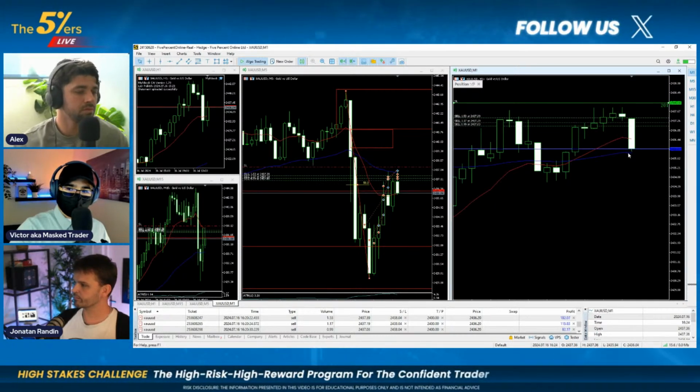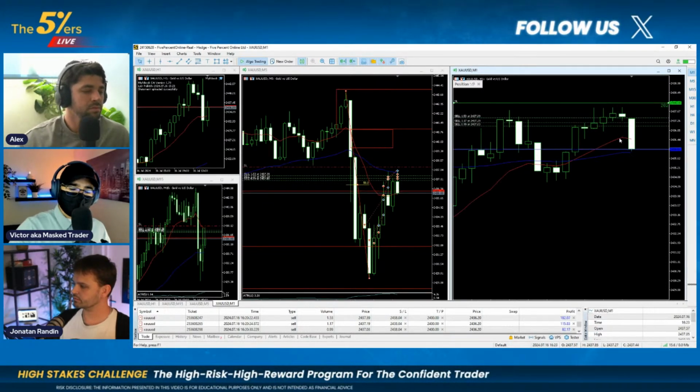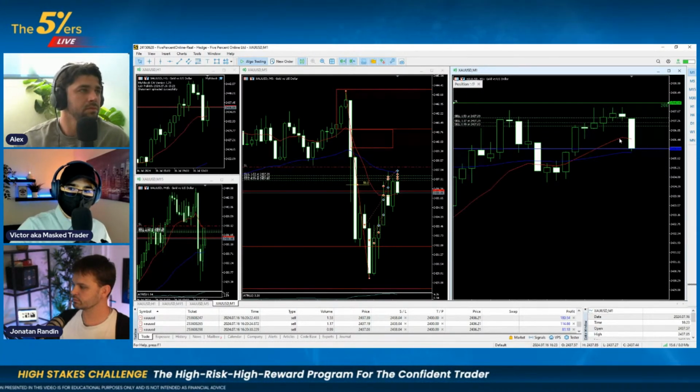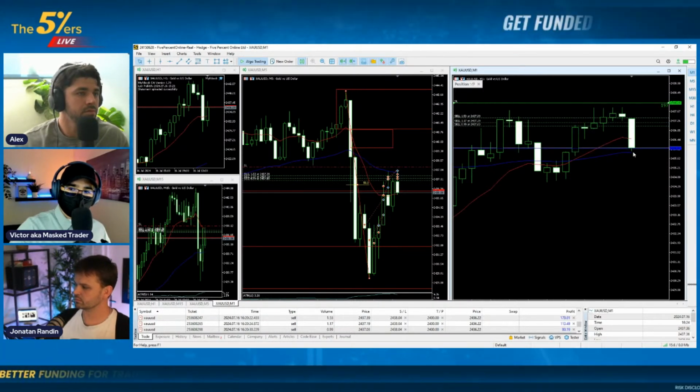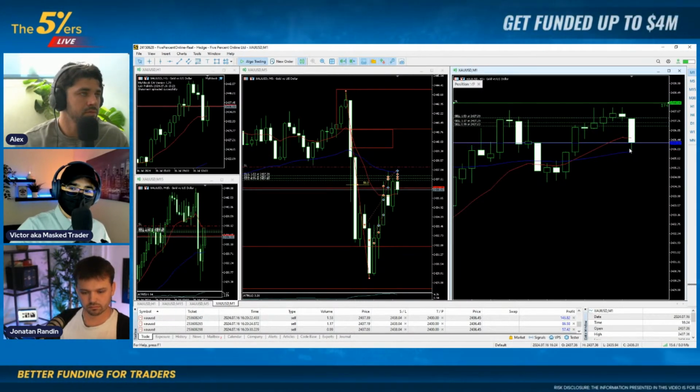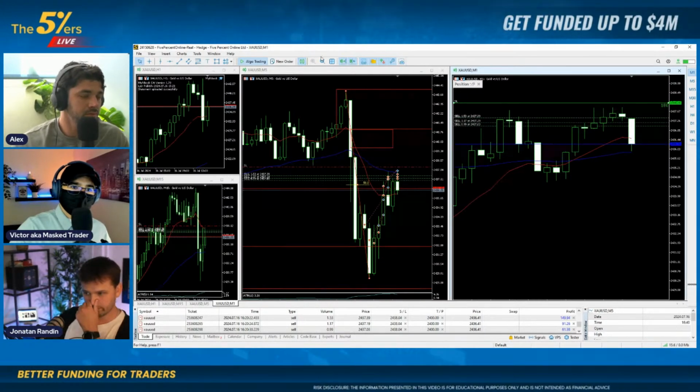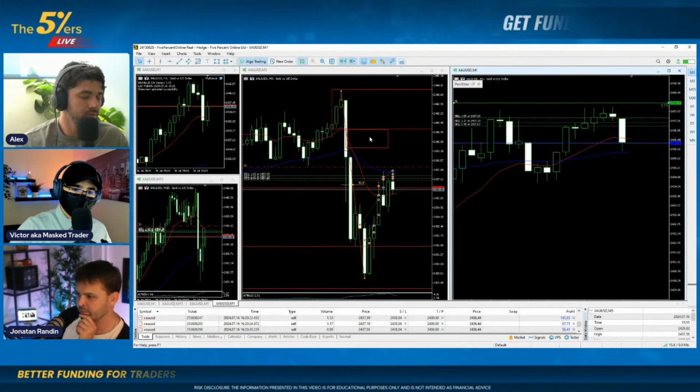This is the 50 EMA on the 1 minute, and the red one is the 13 EMA on the 1 minute. So if it needs to push much lower, have that follow through, then we can know it reversed and switched back to bearish.